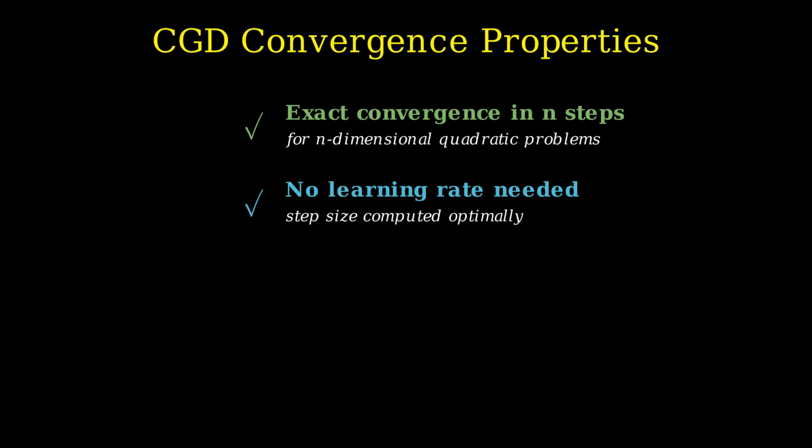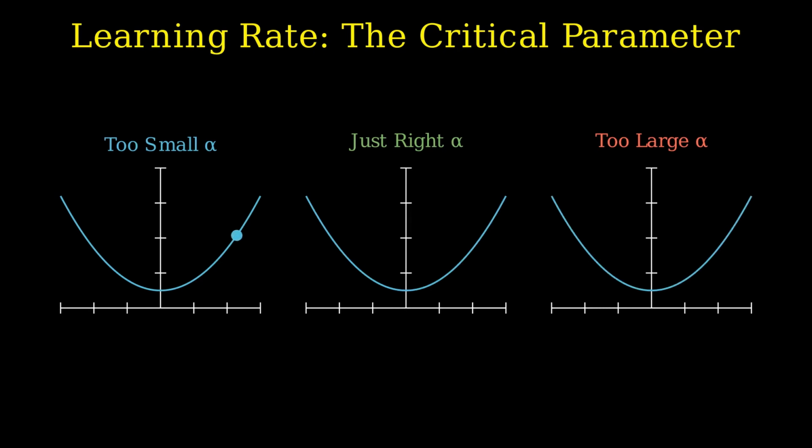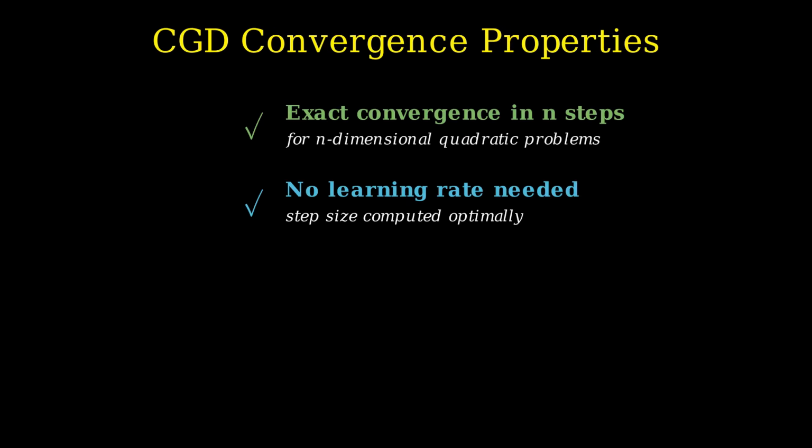Property 2, no learning rate needed. Remember how in gradient descent we had to carefully tune the learning rate? Too small and convergence is slow, too large and we overshoot. With CGD, the step size is computed optimally at each iteration using that formula we saw earlier. One less hyperparameter to worry about.